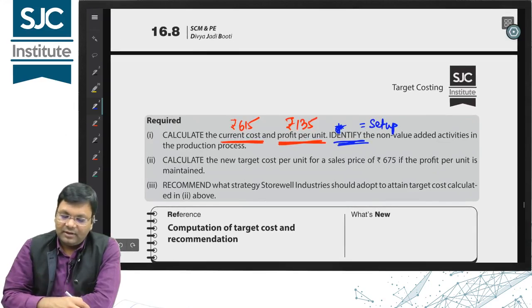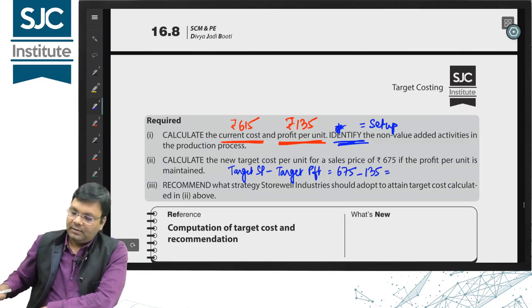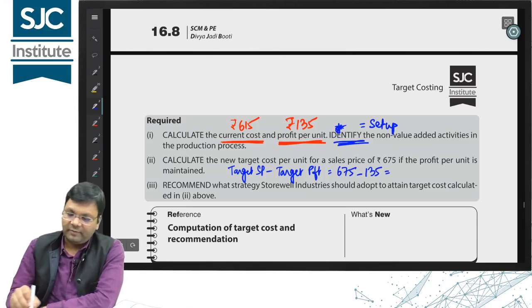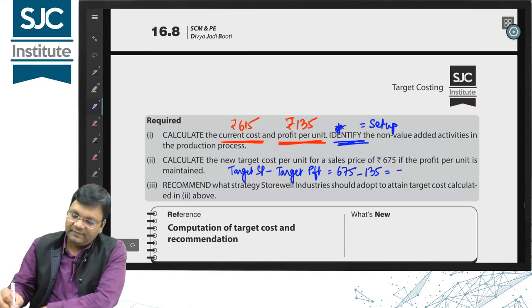Next question is saying, what is the new target cost per unit for a sale price of rupees 675 if profit per unit is maintained? So target cost means target price minus target profit. Okay, so target price is equal to 675 and target profit is equal to 135. Price is given 675, profit they want to maintain, so 675 minus 135 is equal to rupees 540.